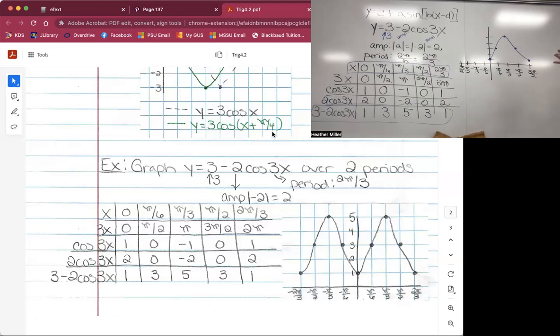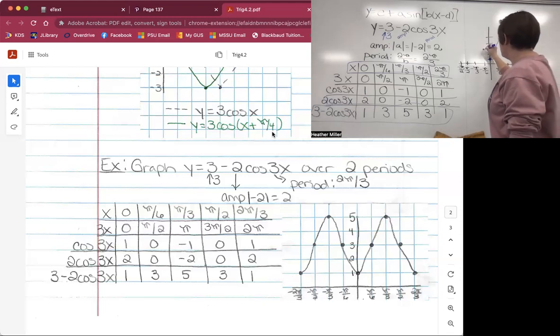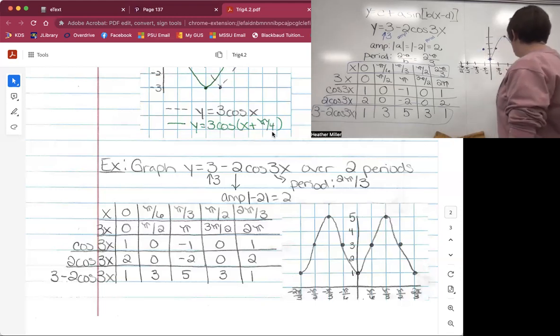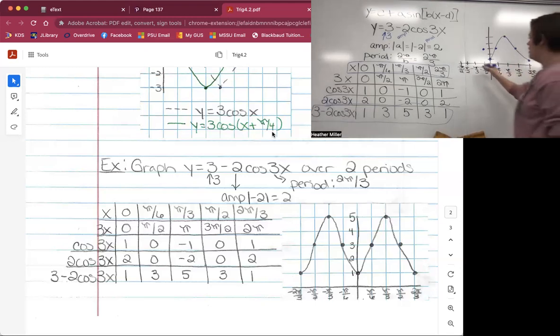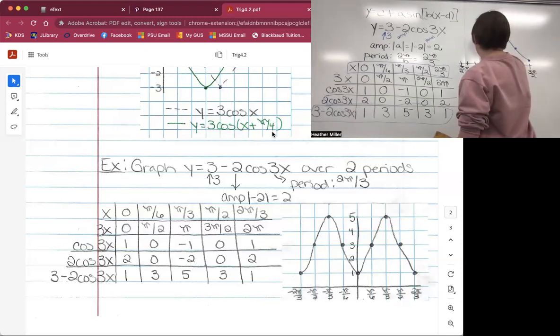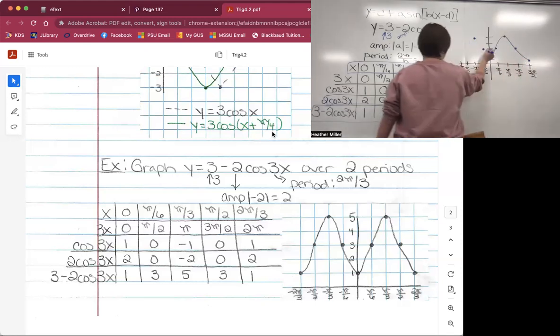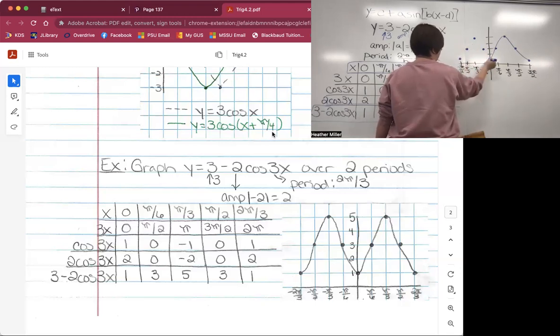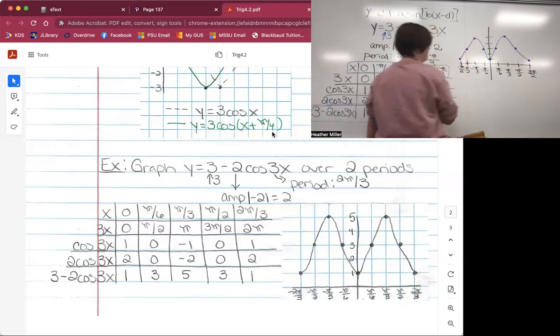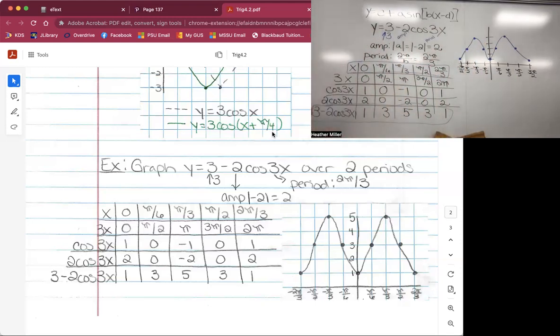Now remember, it's symmetric about the y-axis. So at pi over 6, if I was at 3, then at negative pi over 6, I'm also at 3. If at pi over 3, I was at 5, then at negative pi over 3, I'm at 5. So this is how I'm able to get my second period graphed, because of the symmetry that I know exists in my cosine function.